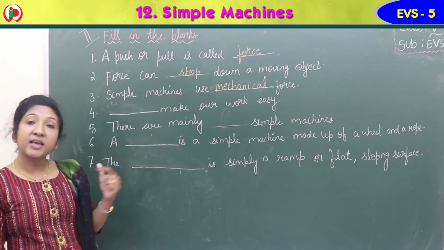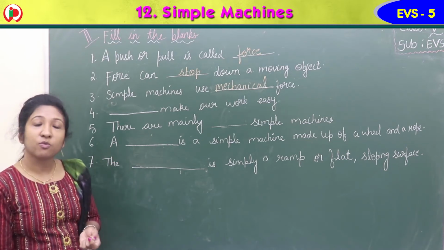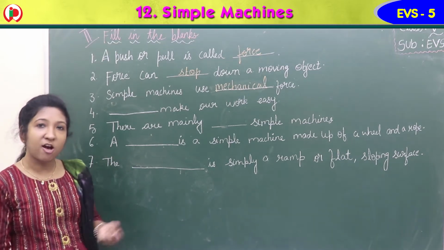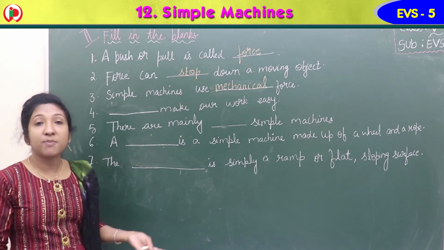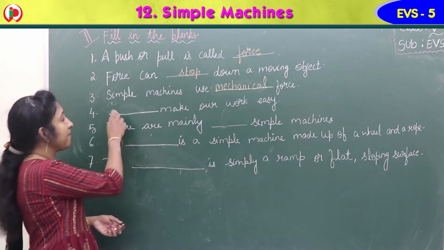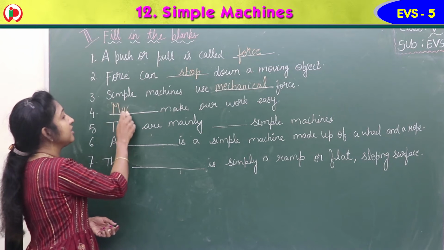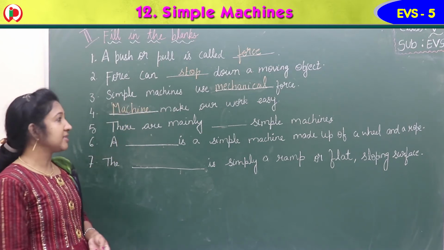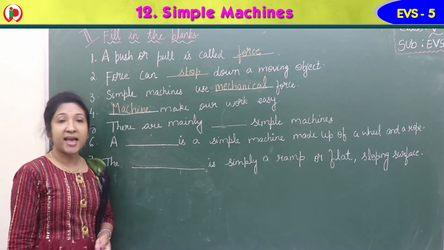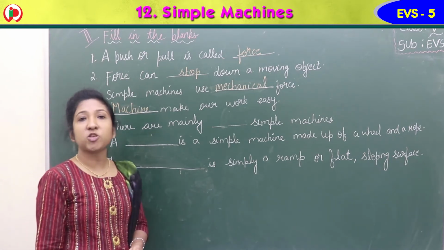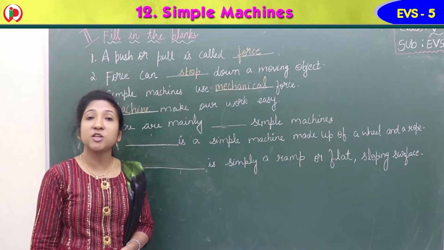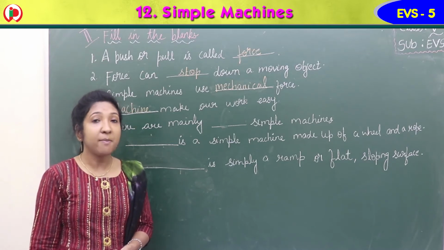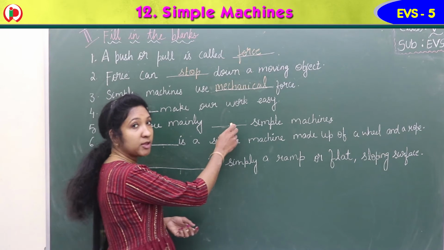Fourth one, dash make our work easy. What makes our work easy? Actually, all machines, simple machines. So we can write machines make our work easy. Fifth one, there are many dash, mainly dash simple machines. How many types of simple machines did you learn? Yes, there are mainly 6 types of simple machines.